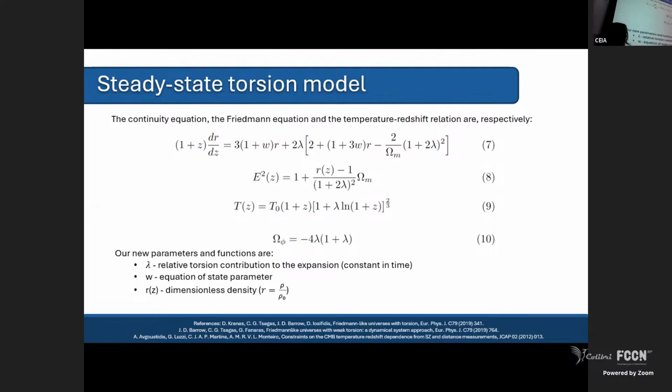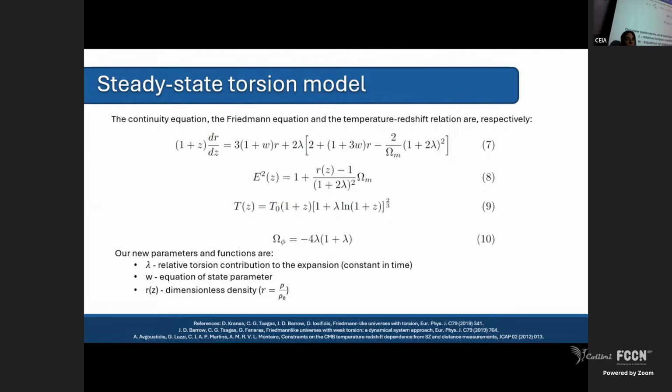They are always dimensionless, so our calculations are easier. One is how much the torsion affects the expansion, and one is W, that is an equation of state parameter, and this is just a function of the density, you know. And we can see here that we have this constant of torsion instead of dark energy. This is to rule out the dark energy. It's trying to justify the acceleration with torsion instead of dark energy, and the torsion is given by lambda.